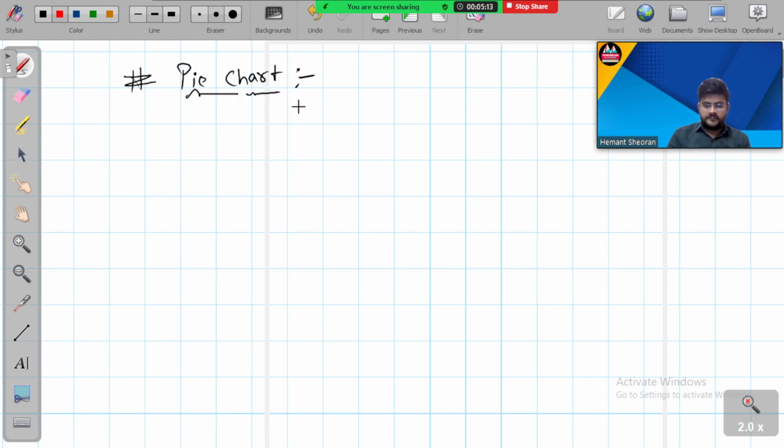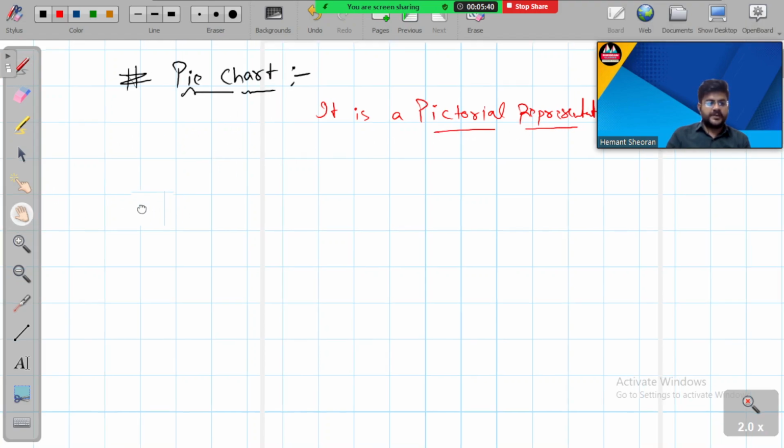It doesn't give us the exact amounts. It's just to show a correct understanding of the values. So it is a pictorial representation. Yes or no? Yeah. So we can simply say it is a pictorial representation of the data or the observations that you have.